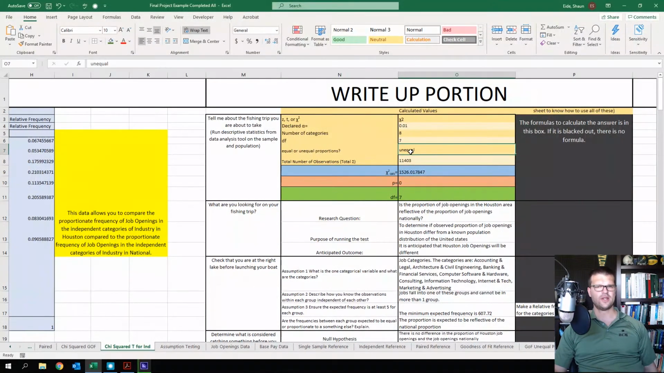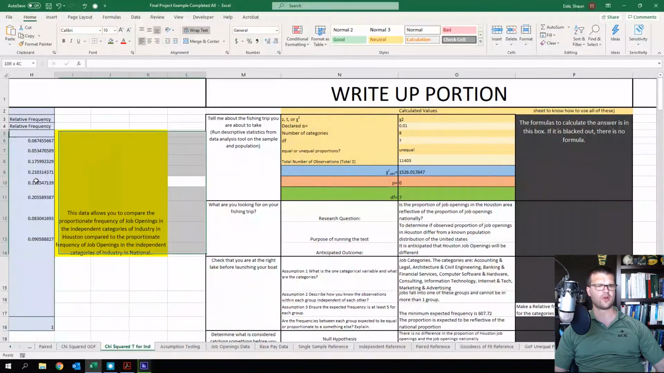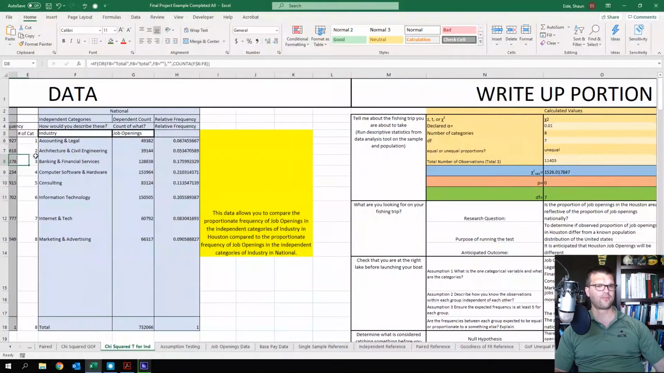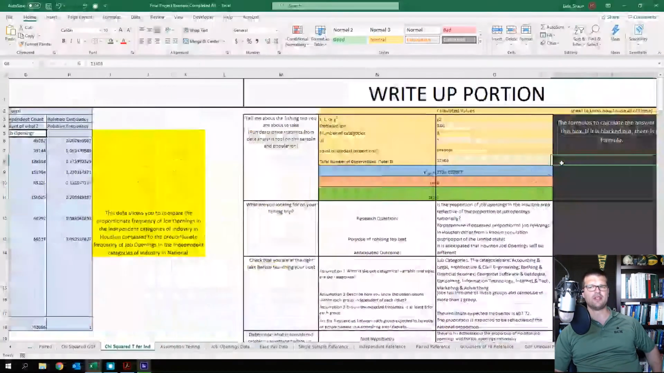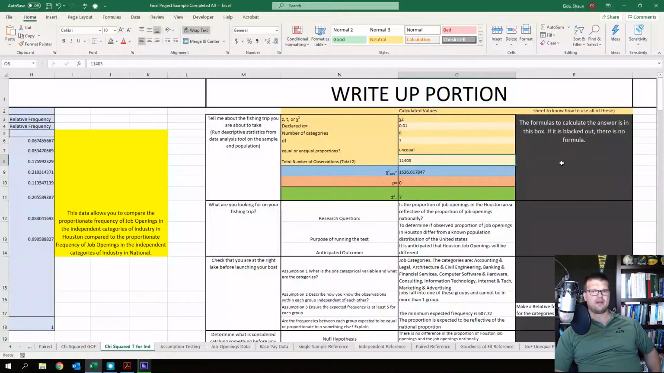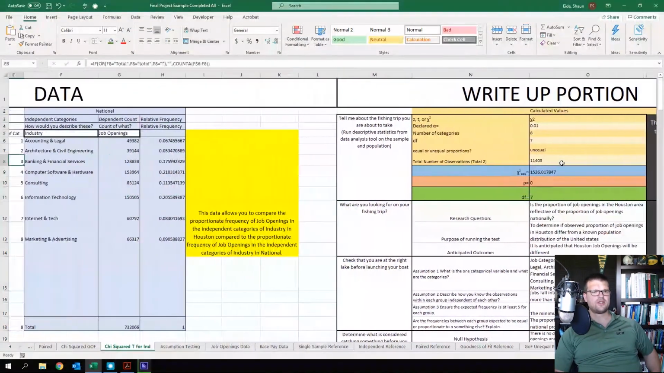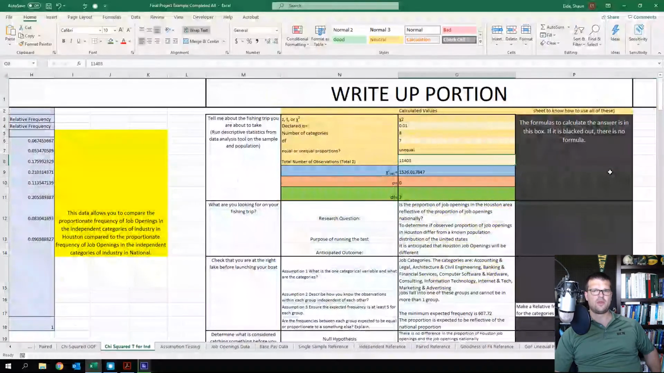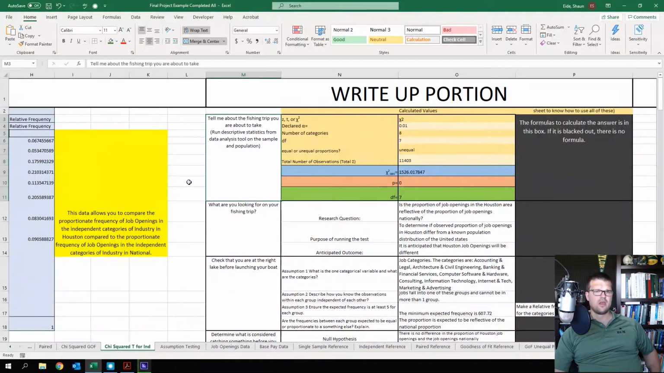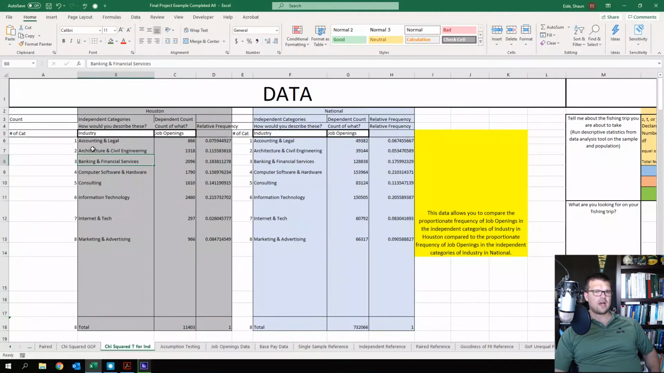And then the next question is, are there equal or unequal proportions? In other words, do we expect them all to be the same, or do we expect them to be different? Because we're comparing them to the national average, we're expecting them to be different. And then lastly, what's the total number of observations? That's the total number of observations in this sample, and that is 11,403.